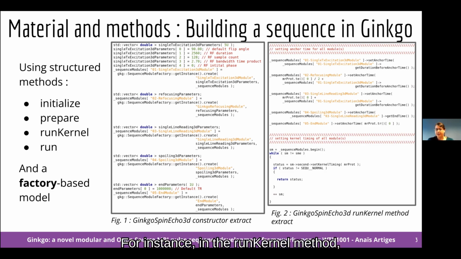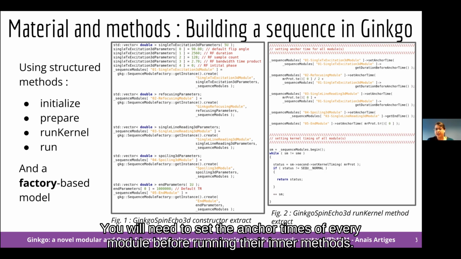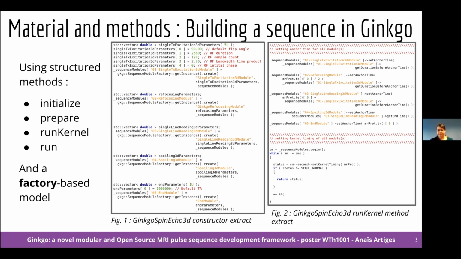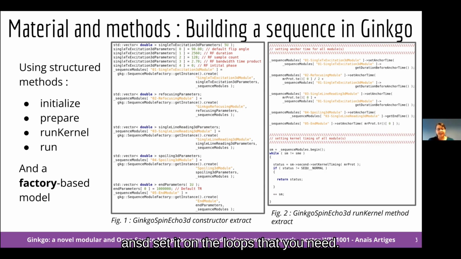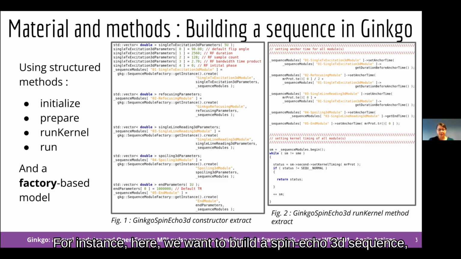For instance, in the run kernel method, you will find the place where you set the anchor times. You will need to set the anchor times of every module before running their inner methods. After the run kernel is set, you will be able to modify your run method and set it on the loops that you need. For instance, here we want to build a spin-echo 3D sequence, so we will need maybe a loop on repetitions, but mainly loops on lines and partitions.